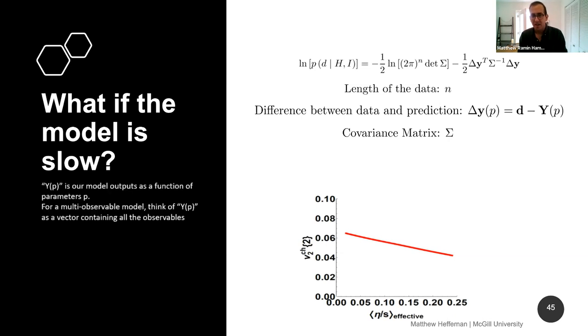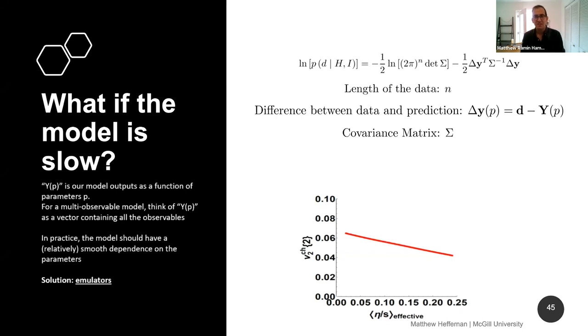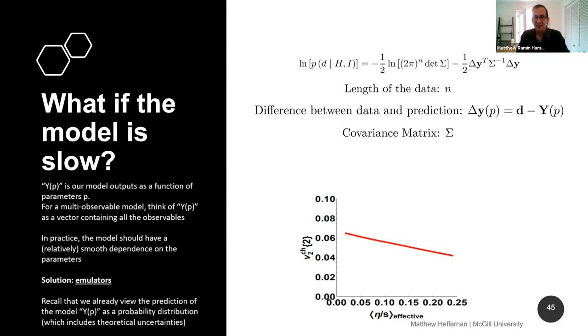Well, I'm just going to put this formulation here, just some brief details. Let's say Y is your model output and P is the input parameters for it. For a multi-observable model, you can think of this as a vector containing all of your observables, just like that multi-parameter, multi-dimension case I showed many slides back. In general, you should expect your model to have a relatively smooth dependence on the parameters, but you might not be able to know that ahead of time. So what you can do is use emulators as model surrogates and run those instead of your model.